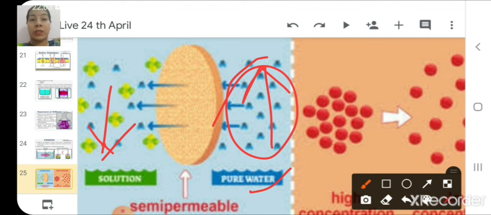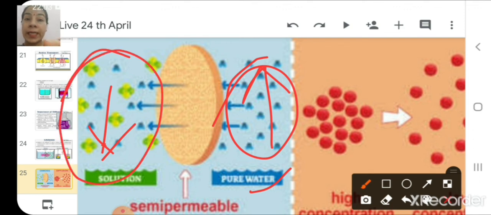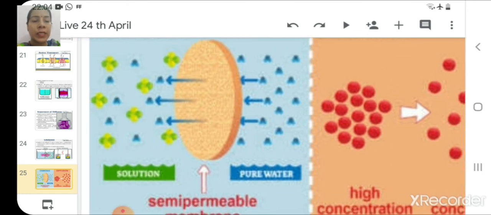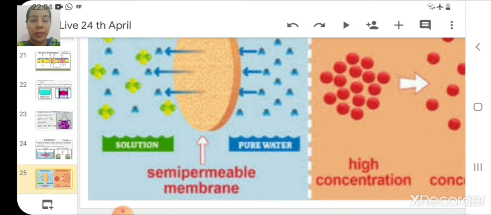In other words, if suppose this one is a salt solution, then I can say the same thing another way: the concentration of salt is high here and the concentration of salt is low here. So the same thing can be explained in two ways: concentration of water, or concentration of salt or sugar or any other thing of which the solution is made. So here you can see, to equilibrate the concentration of water, the water molecules are moving from the region of higher concentration to the region of lower concentration of water.